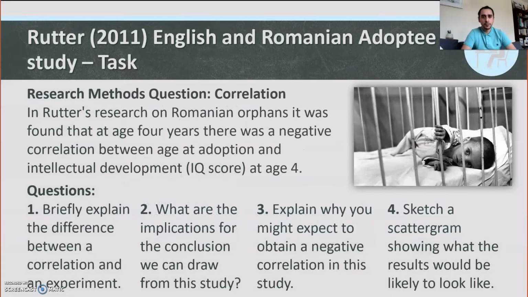Research methods, correlation. In Rutter's research on Romanian orphans, it was found that at age 4 years, there was a negative correlation between age at adoption and intellectual development, IQ score, at the age of 4. Answer these 4 questions, please. 1. Briefly explain the difference between a correlation and an experiment. 2. What are the implications for the conclusion we can draw from this study? 3. Explain why you might expect to obtain a negative correlation in this study. And then 4. Sketch a scatter graph or a scattergram showing what the results would look like. Give those 4 a go. 5 minutes, give it a go now.